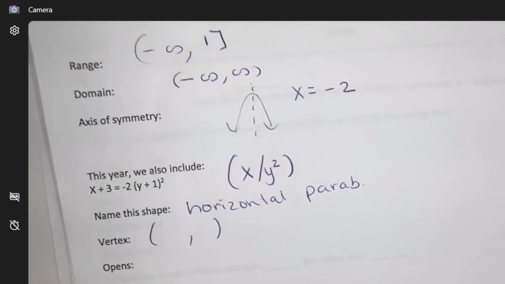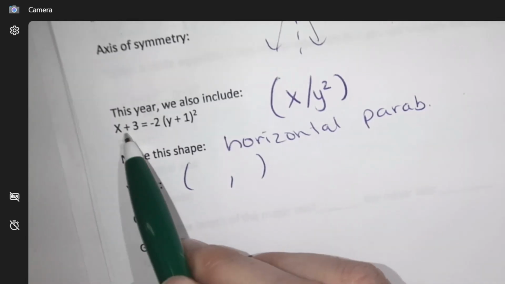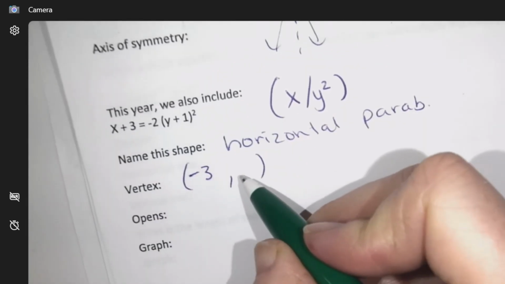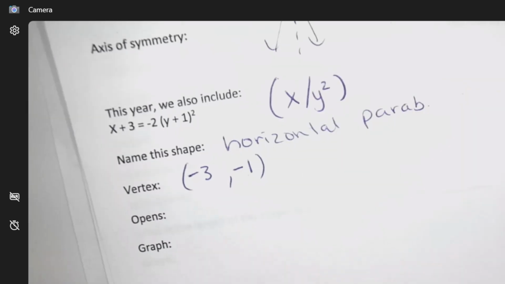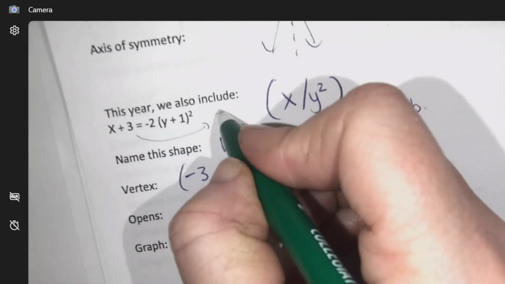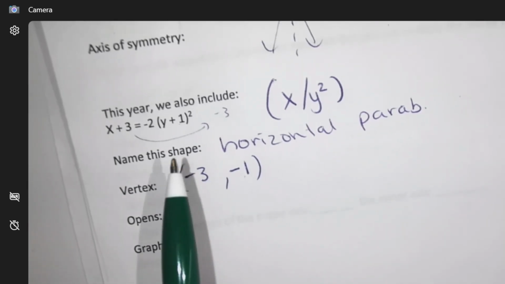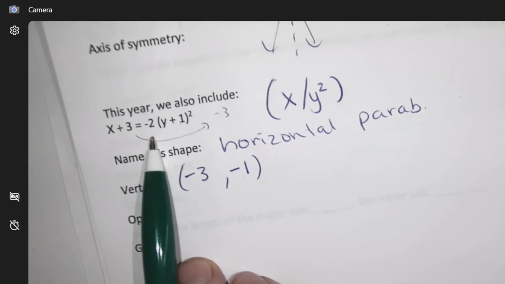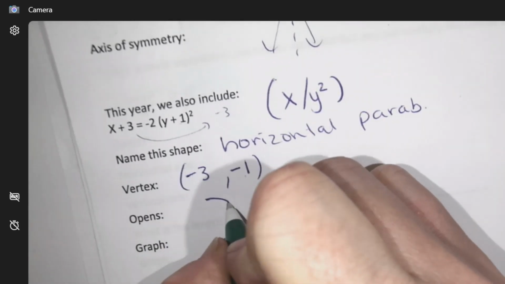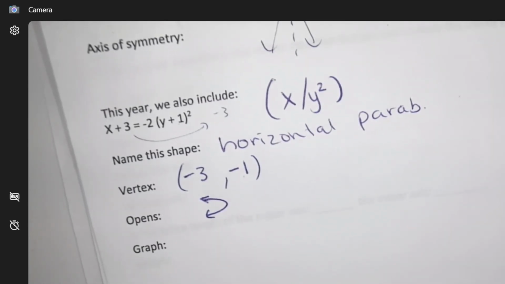So the coordinate of my vertex would be, well, what's the new x value? -3, and the new y value, -1. When it's in this format, it's opposite, opposite. If you had that over there, it'd be opposite, same. And then this is a multiplier, a -2 multiplier, so it opens to the left because it's negative and it's horizontally negative, so left.